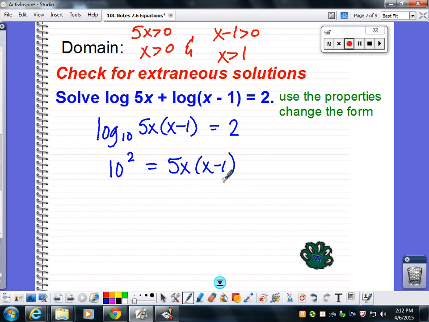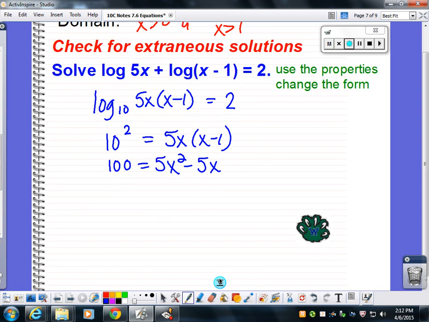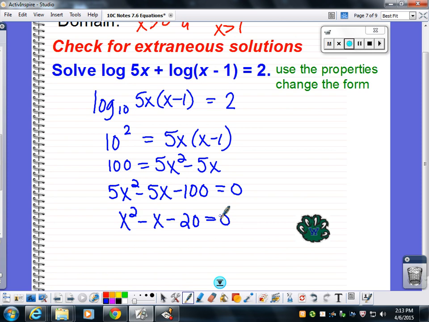Alright, so let's do this. So we're going to have 10 squared, which is 100, equal to 5x squared minus 5x. Since it's a quadratic, I want everything to end up on one side. I'm going to rewrite this as 5x squared minus 5x minus 100 equals 0. And I'm going to end up with two solutions. We have a common factor of 5, so I'm going to divide everything by 5 and get x squared minus x minus 20 equals 0.